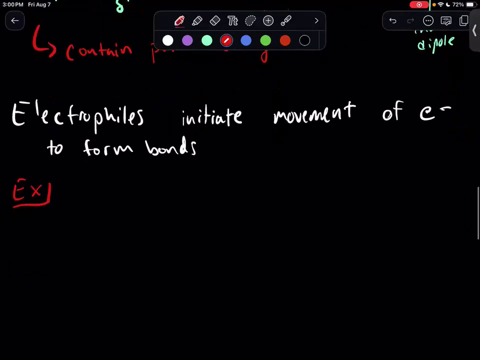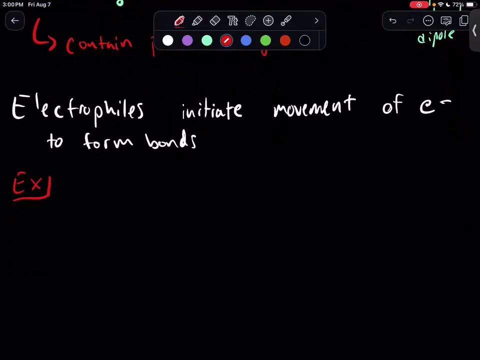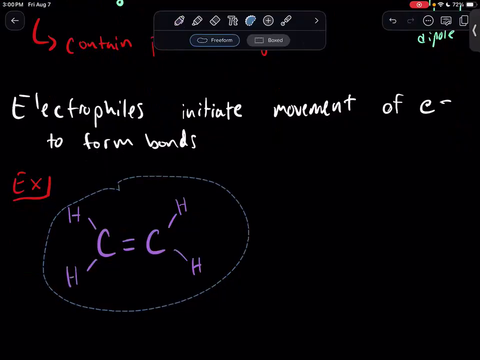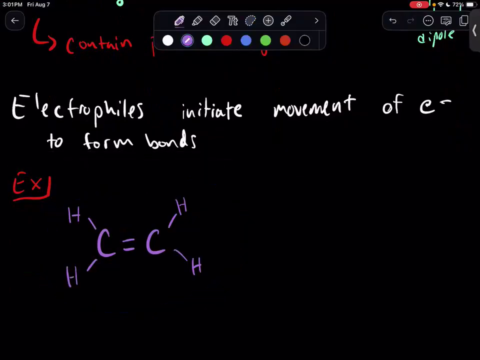These are always more clear with examples, and I will be referring to reaction mechanisms just because it makes it a lot easier to see. So let's start with ethene. And I'm going to go ahead and copy this down because I'm going to be using ethene as an example a lot. That double bond is really helpful, and we'll refer to that later.